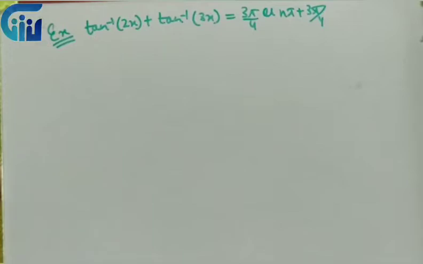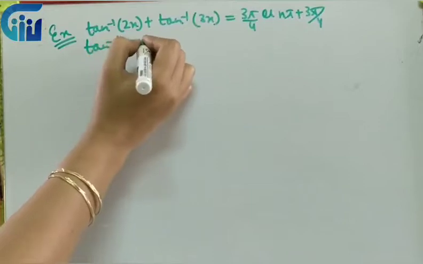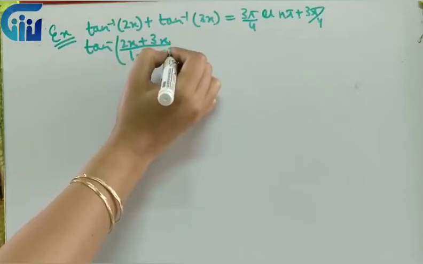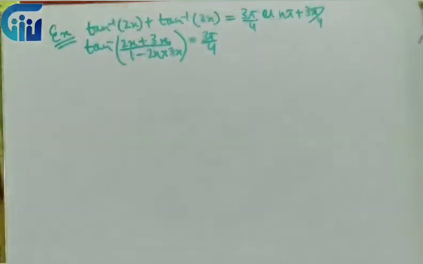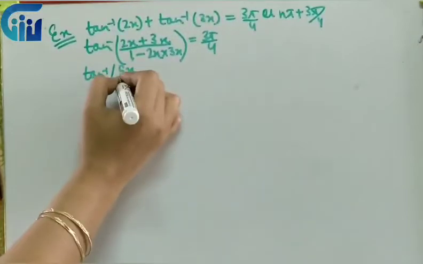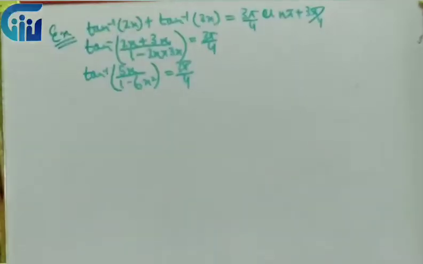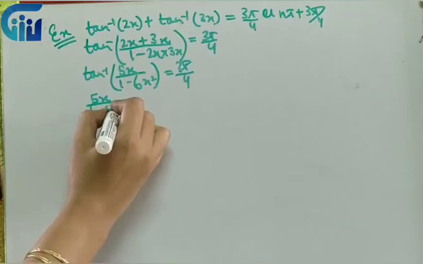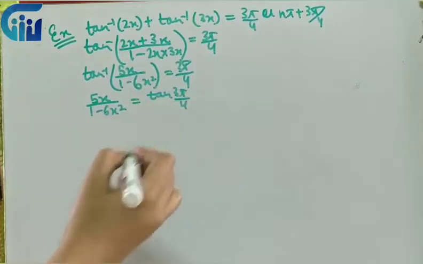So again, since we have tan inverse terms, what will we do? We will apply the formula. So it is tan inverse of 2x plus 3x upon 1 minus 2x into 3x, is equal to 3 pi by 4. I'll tell you how we will come out of it. So it is tan inverse of 5x upon 1 minus 6x square, is 3 pi by 4, right? Now again we will take tan of both the sides, so 5x upon 1 minus 6x square is equal to tan 3 pi by 4.